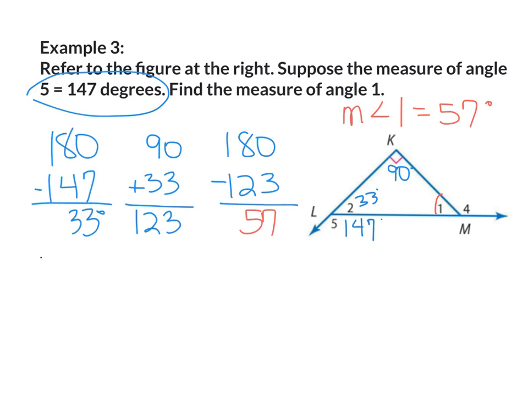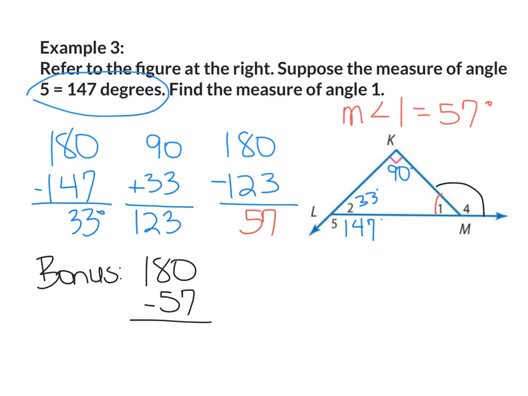Now I'm going to add a bonus question. I want to find the measure of angle 4. What I notice is that angle 1 and angle 4 form a straight line. That means they are supplementary angles and they add up to 180 degrees. So I'm going to take 180 and subtract the measure of angle 1, which is 57 degrees. When I subtract, I'm left with 123 degrees. That means the measure of angle 4 equals 123 degrees.